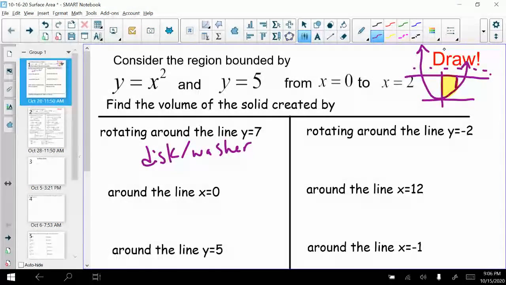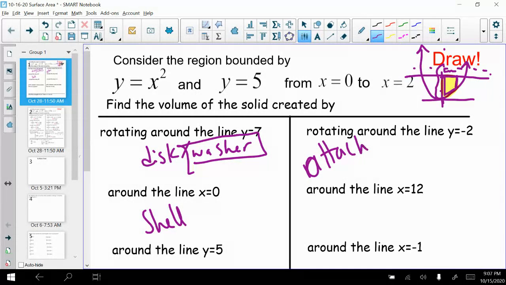And when you revolve it around these types of vertical lines, that's when you should be expecting shell methods, okay? The washer, in this case, like y equals 7, is because I have this hole up here, whereas this is filled in. And then my radius should always be coming off of my axis of rotation. So remember to attach your radius to your axis of rotation.